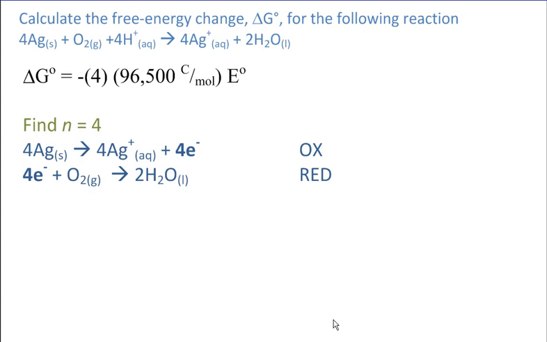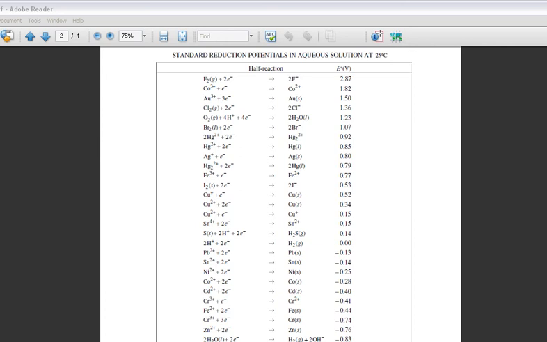So now all that's left is we have to find the cell potential of this reaction. So we're going to take our redox reaction, which we've already done, and we're going to look for each one of these reactions on our reduction potential chart. So we'll start with silver. Silver's being oxidized here, so we're going to look for the reverse of this. So we're going to look for silver ions becoming silver solid.